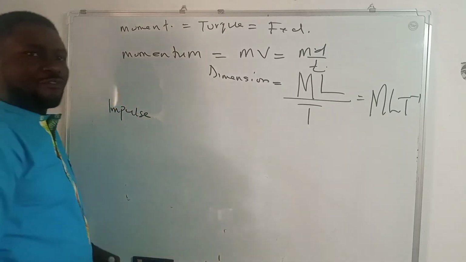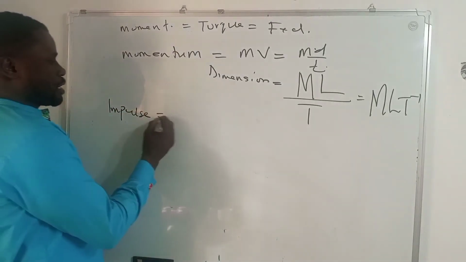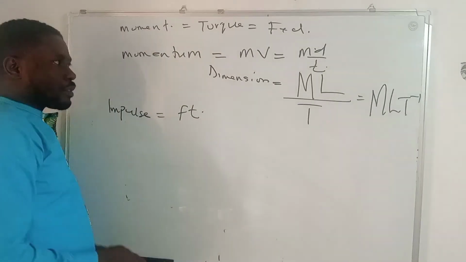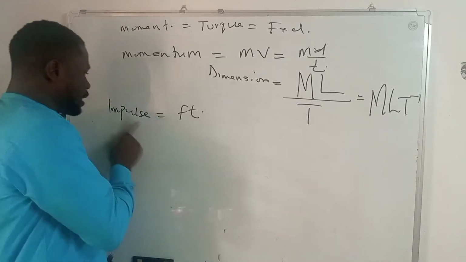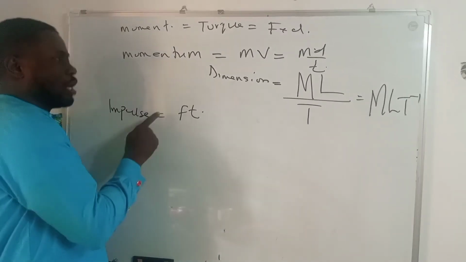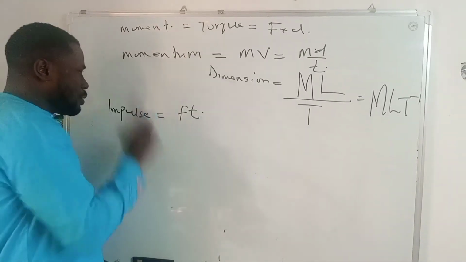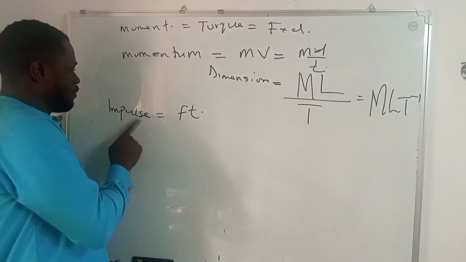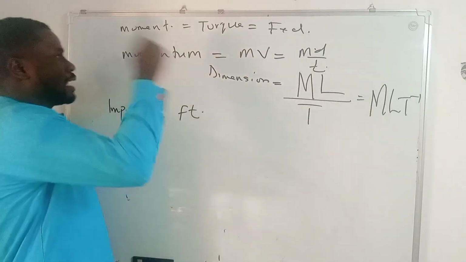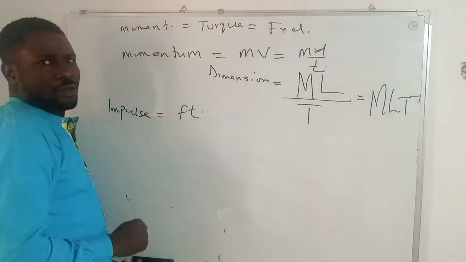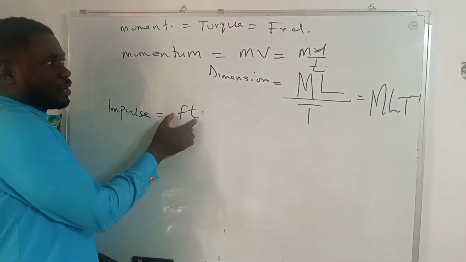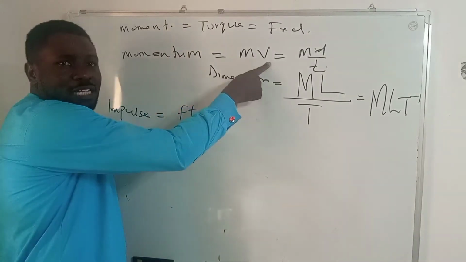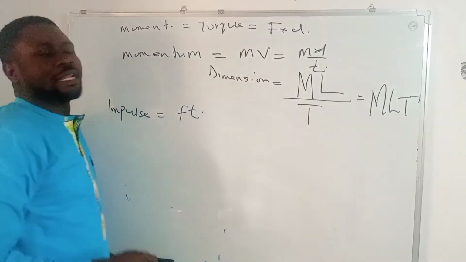How about impulse? Dimension of impulse. Again, you need to remember the formula of impulse. Impulse is equal to the product of force times time. The dimension and unit of impulse and that of momentum must be the same. You will see it, though the formula is different. Look at F, the force times time, but here is mass times velocity. But at the end, you will see that the formula will be the same.